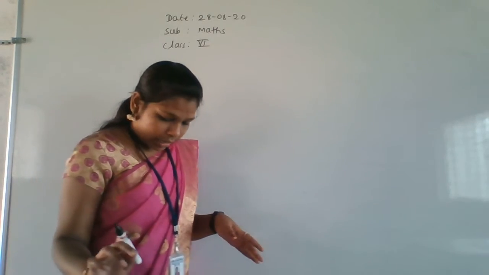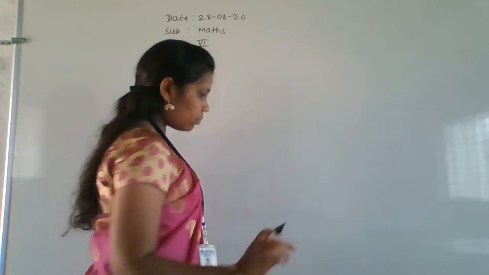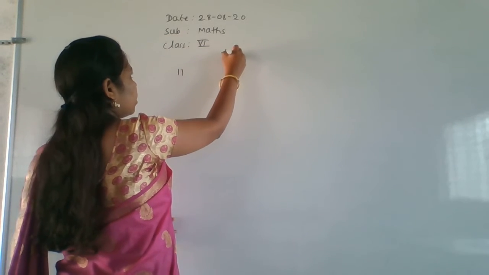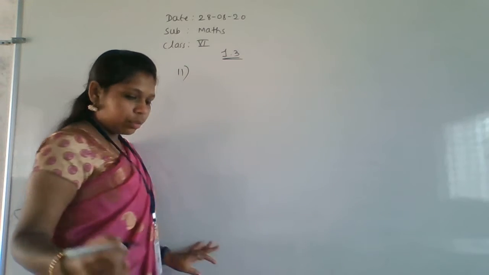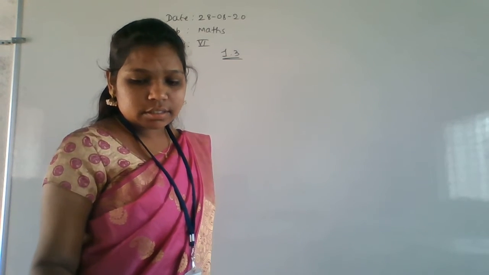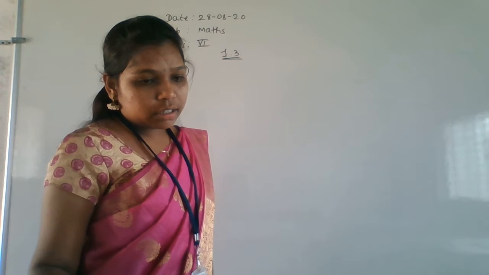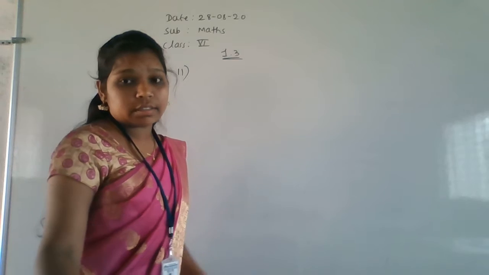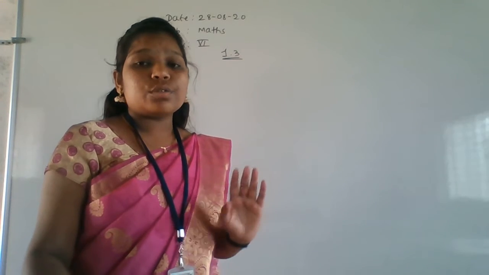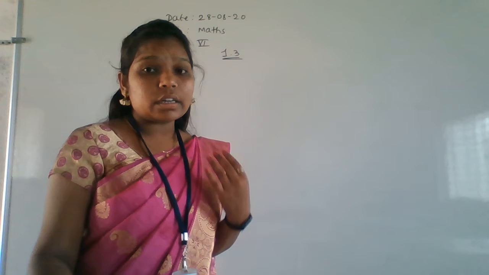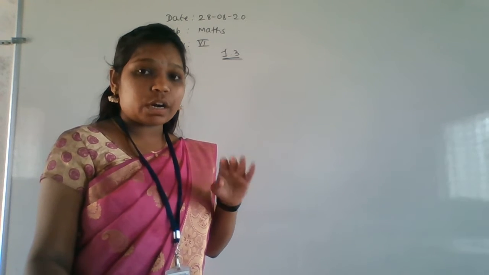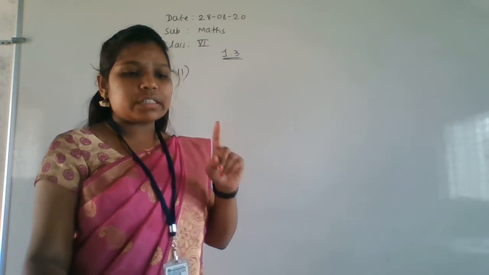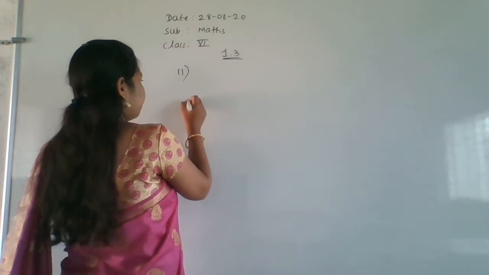Okay, so we'll do that now: exercise number 1.3, 11th question. Determine the sum of the following numbers. They gave four numbers A, B, C, D. So you have to add those four numbers. Sum means nothing but addition. So first, A. What is the A number here?